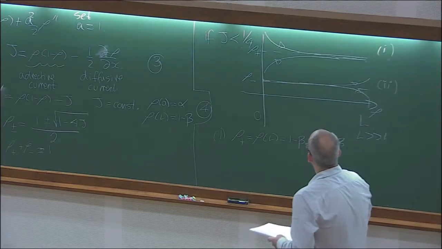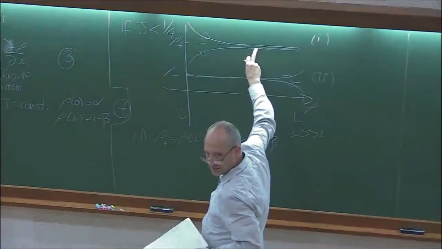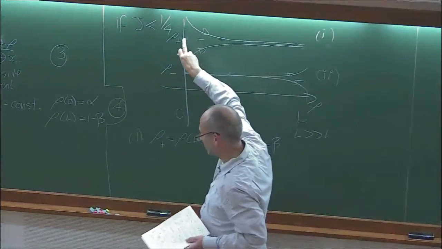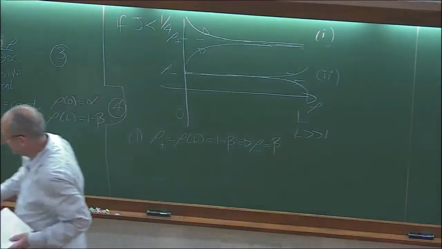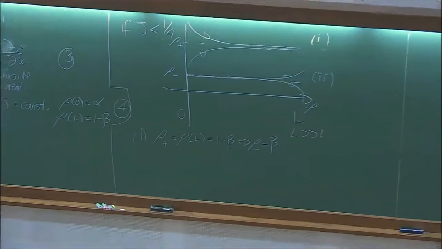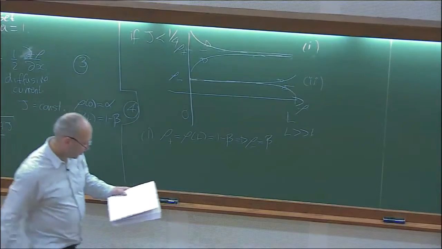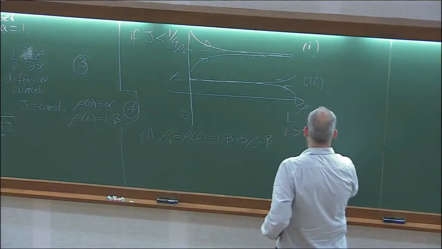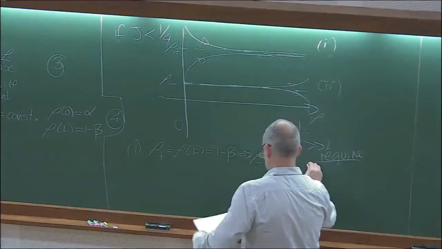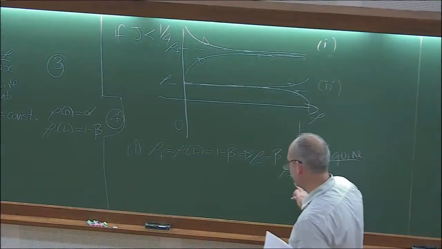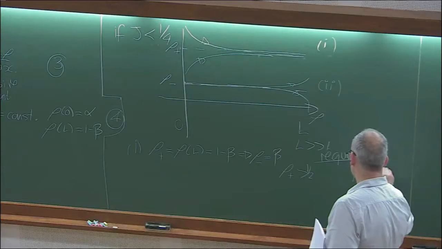But for this to be a consistent solution, first of all, I need rho plus to be the upper fixed point. The way to ensure that is to have rho plus bigger than a half. So what I require is rho plus greater than a half. And that means 1 minus beta greater than a half. So this implies beta is less than a half.